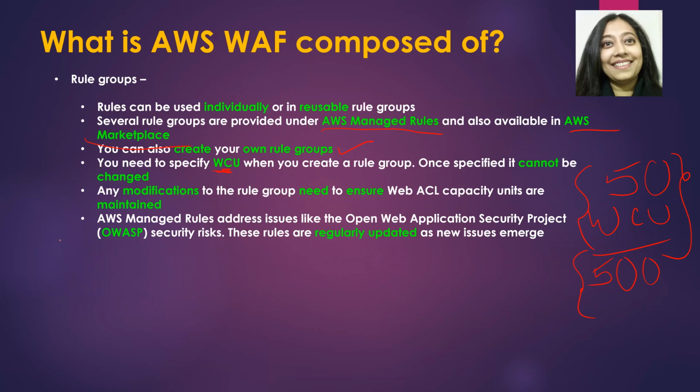And I've added this one point over here, especially if you are using the managed rules. There are several things that these managed rules actually address. Like there are several security concerns that OWASP typically addresses, and OWASP basically stands for Open Web Application Security Project. And these rules are managed by AWS. So whenever AWS gets some feedback, they update these rules on a regular basis with any new risks or any new issues that emerge.